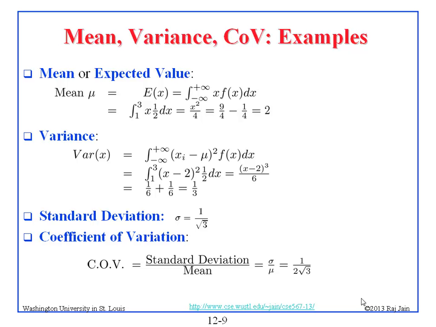Everybody feels comfortable doing this integration, differentiation? Okay. All right, since this is 1/3, the standard deviation is square root of that, 1 upon the square root of 3. The coefficient of variation is sigma upon mu, which is 1 upon the square root of 3 divided by 2. So 1 upon 2 times the square root of 3.